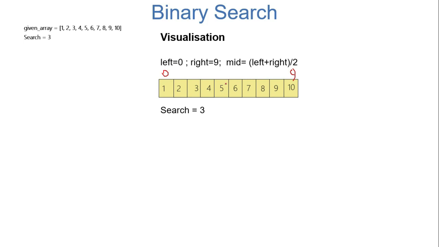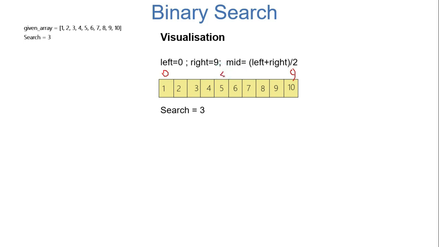To use binary search, I will need three variables. The first variable I need is left to hold the first index, which is 0, and then a right variable to hold the last index, which is 9. And then I also need the mid index, which comes from left plus right divided by 2. The binary search technique will work by comparing the search to the given array mid. From this example, left plus right divided by 2 gives 4.